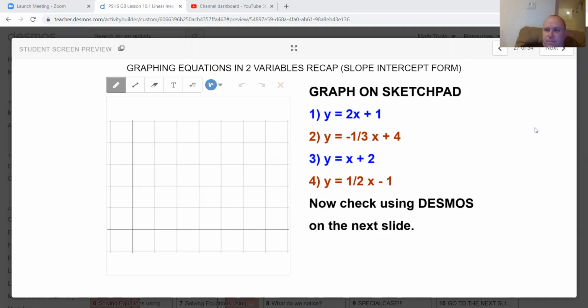All right, this is the second part of lesson 10.1. This time we're going to focus on two variables. We're going to do a quick recap on how you would draw certain graphs using the sketchpad icon.